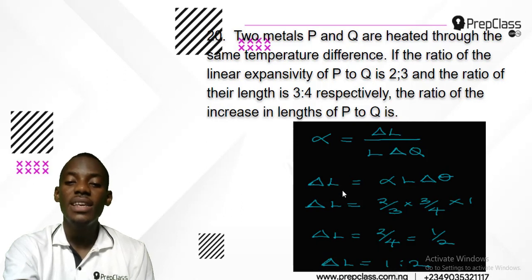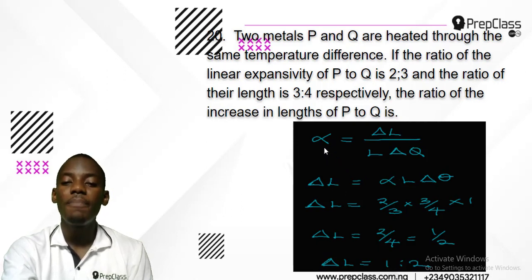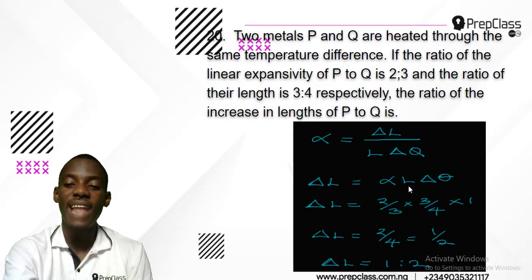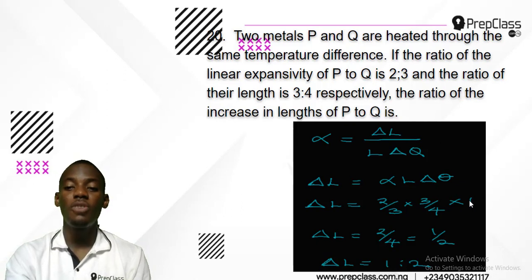equals linear expansivity times length times change in temperature. If I cross multiply, this change in length will come here, and the linear expansivity will come and multiply this. That will become linear expansivity times length times change in temperature. Because I don't have temperature in the question, it will become a constant, and that means it is out.